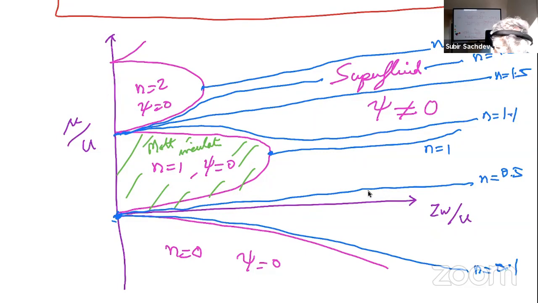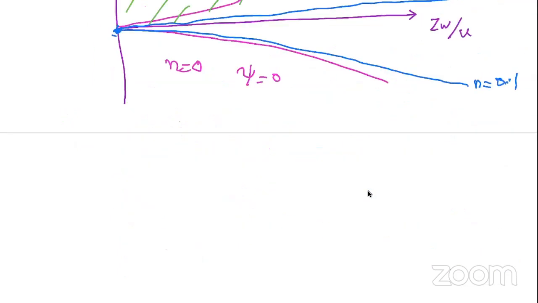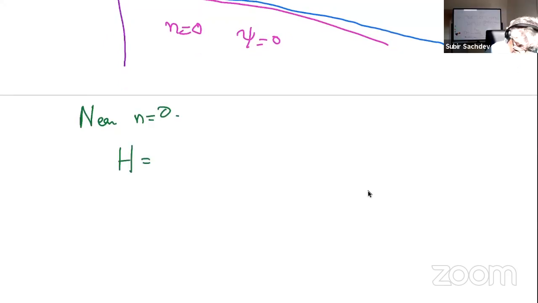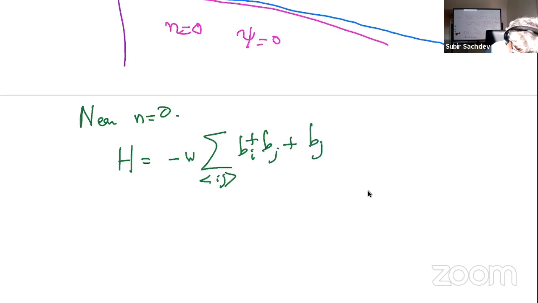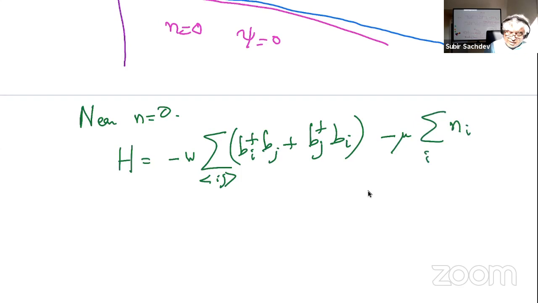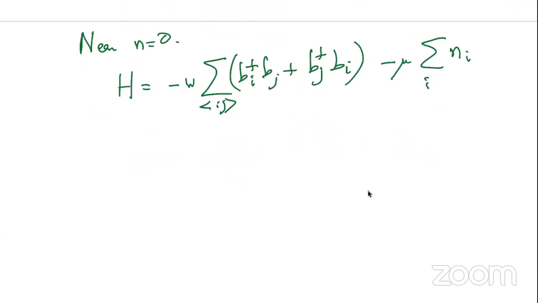So near n equals zero, the Hamiltonian is just, we ignore the interactions because the Bose gas is so dilute, minus W sum over nearest neighbors, b dagger i b j plus b j dagger b i. And then you have to include the chemical potential, minus mu sum over i, n i. That's it. If you forget about the interactions because the gas is so dilute that the bosons never see each other, now I can just take a Fourier transform of this.